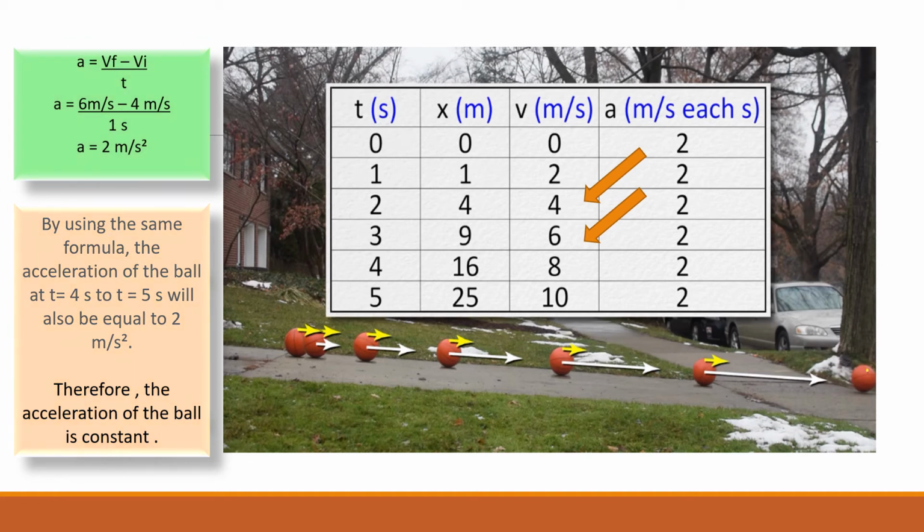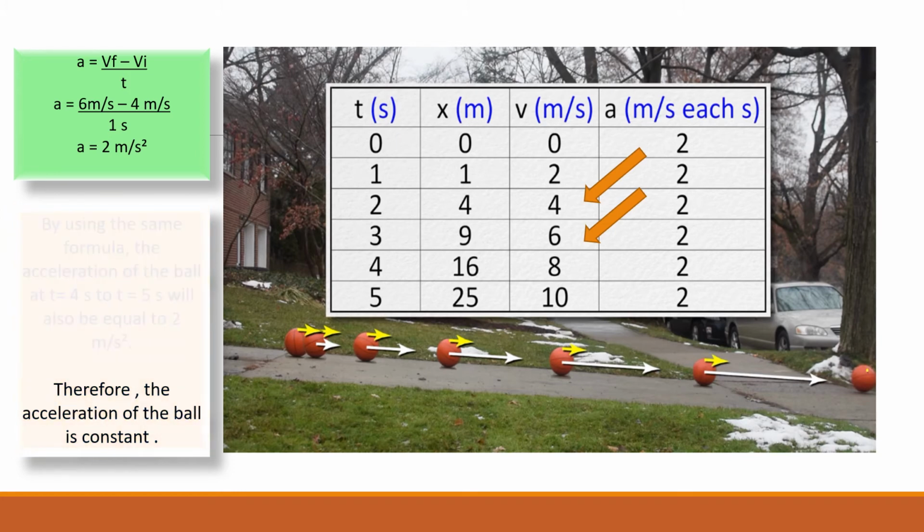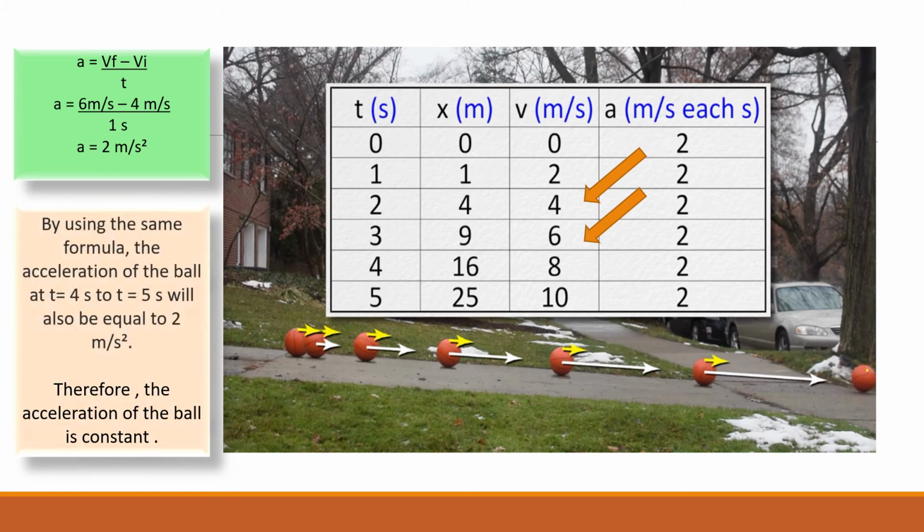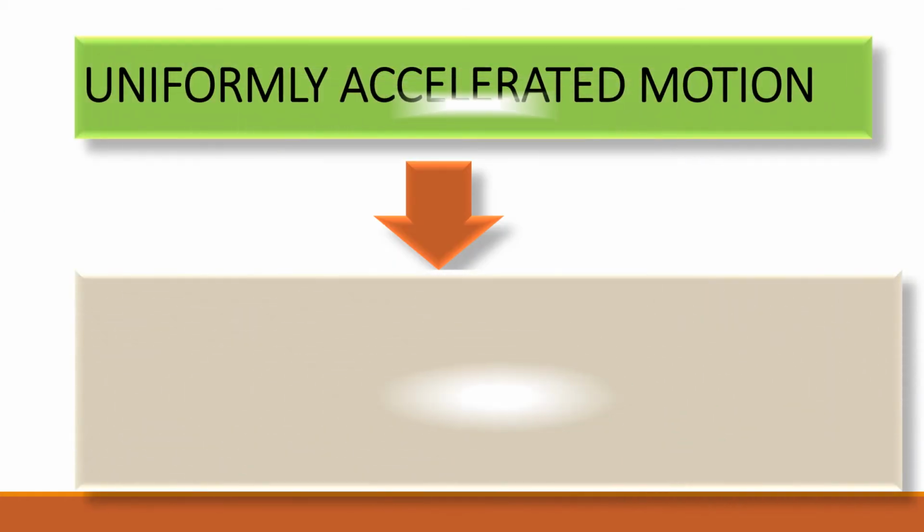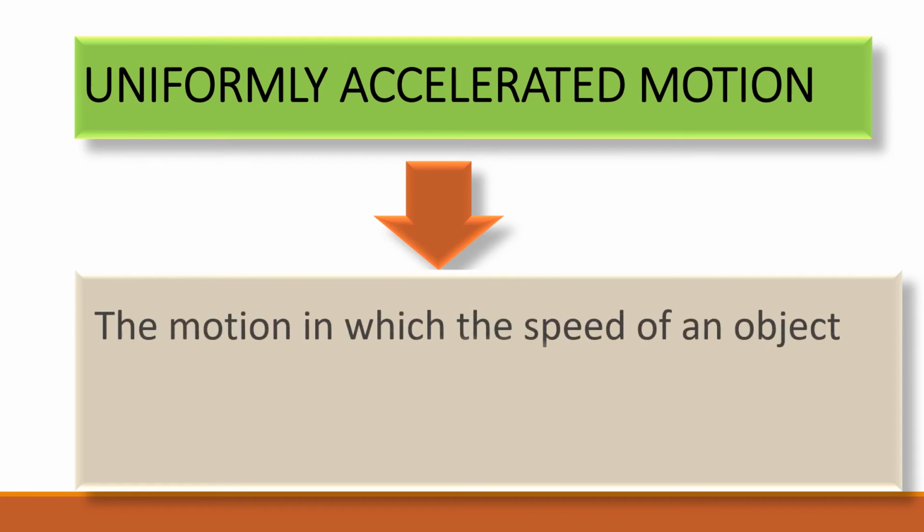By using the same formula, the acceleration of the ball from t equals 4 seconds to t equals 5 seconds will also be equal to 2 meters per second squared. Therefore, the acceleration of the ball is constant. So, do you now understand what uniformly accelerated motion means? It is defined as the motion in which the speed of an object changes at a constant rate.